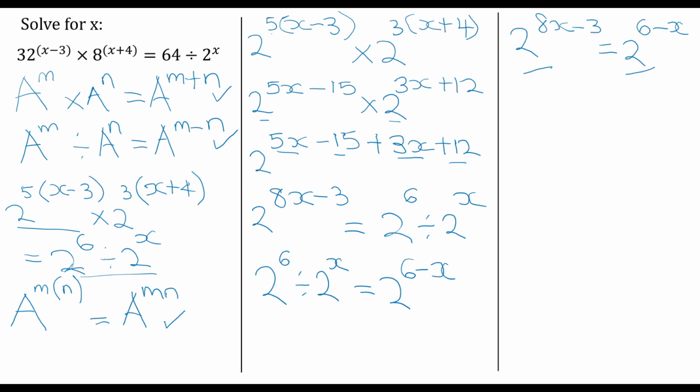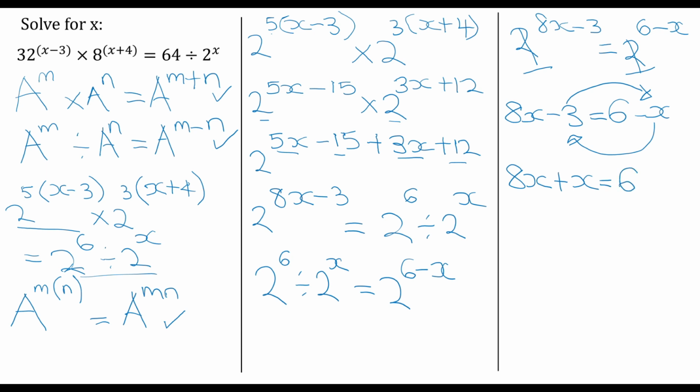We have common bases, 2, so we can strike them off and pick the powers. That is 8x minus 3 is equal to 6 minus x. So you bring negative x on this side and negative 3 on the other side. You'll have like terms, that is 8x plus x is equal to 6 plus 3. So on the left-hand side you have 9x is equal to 9. So the value of x, you divide both sides by 9.